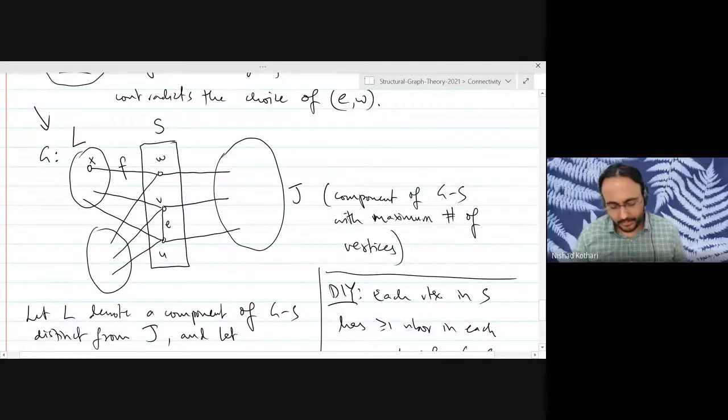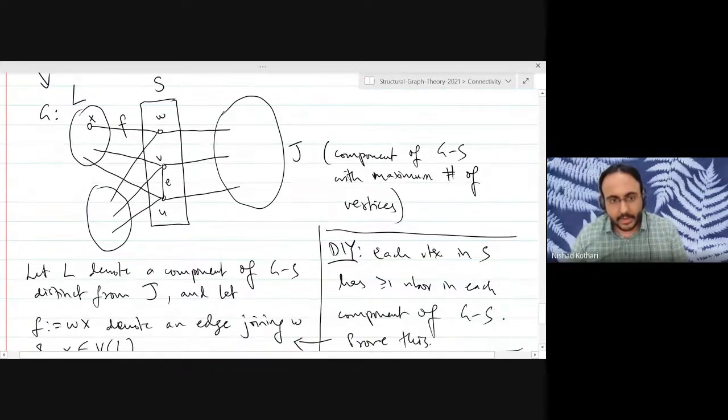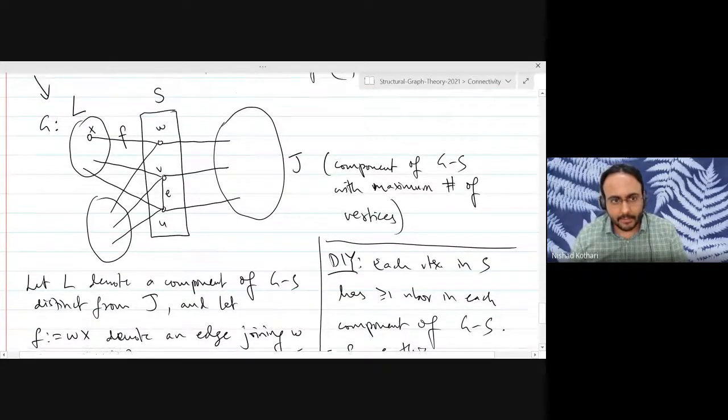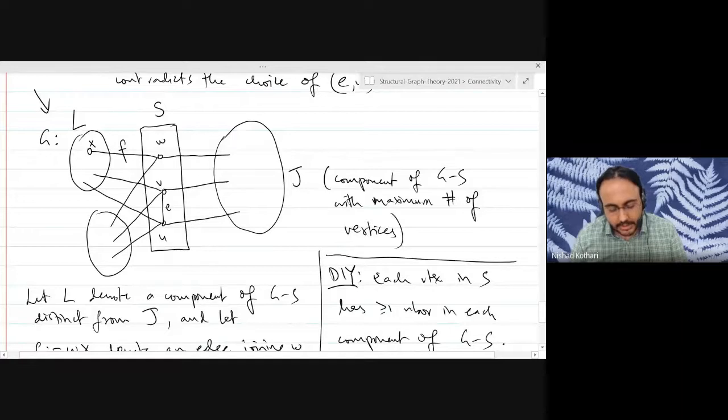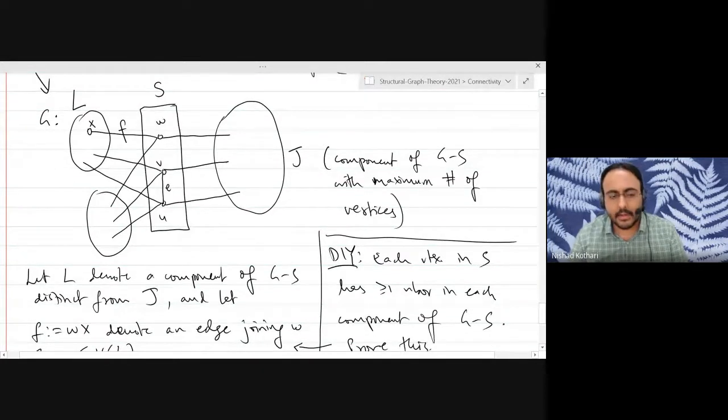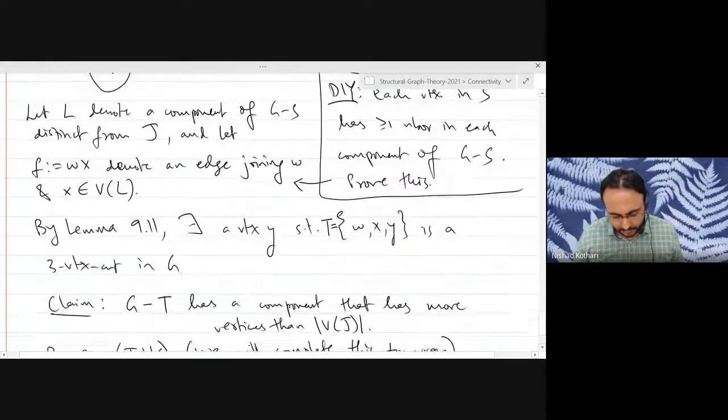Fine. Okay, good. So now we take some component that is different from J and we choose this edge joining W and a vertex in that component. We know such an edge exists. That was a do-it-yourself exercise. Our claim is that this edge F along with some vertex Y, we don't know where Y is in this drawing, it doesn't matter, will contradict the choice of E and W. That's what we were trying to prove.